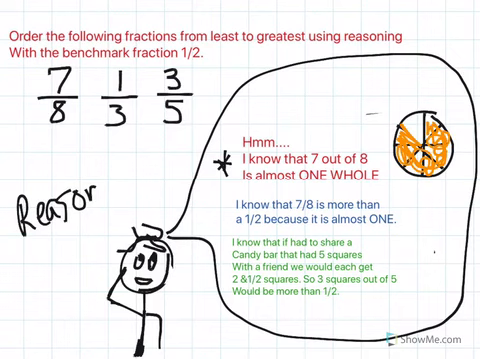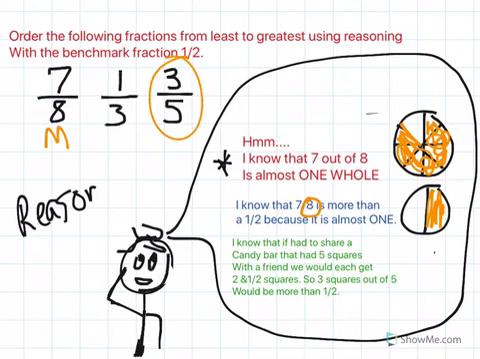Okay, now I know then that 7 out of 10 is more than a half. Okay, I know I said 7 out of 10. I meant 7 out of 8. So I know 7 out of 8 is more than a half. Okay, so I know that this is more than a half. Now let's think about this fraction 3 out of 5.